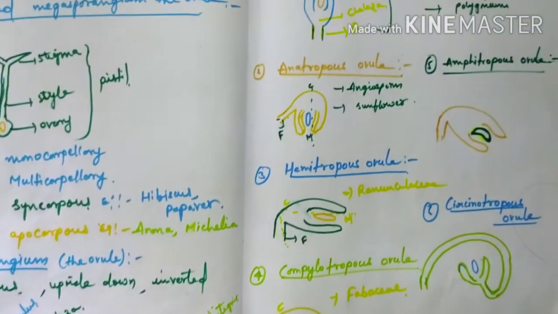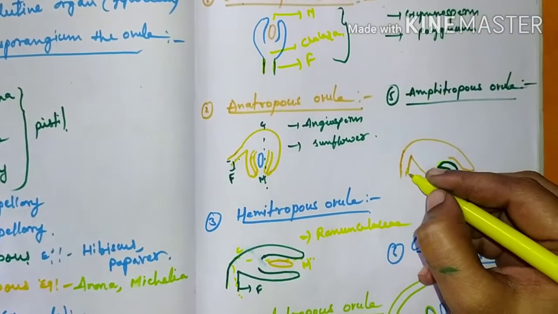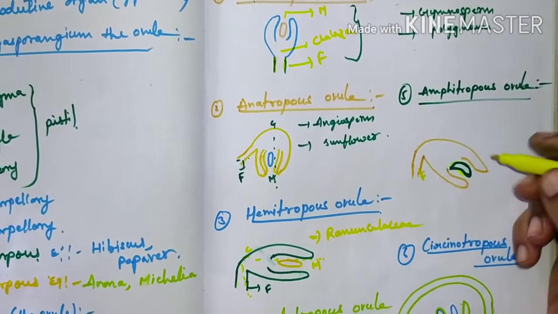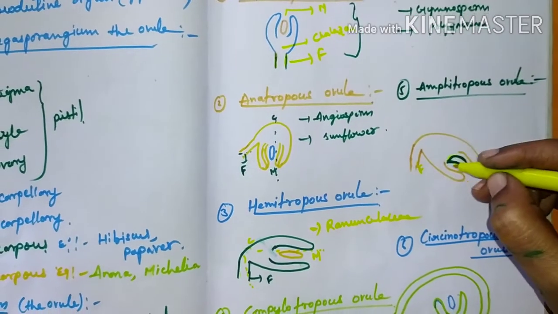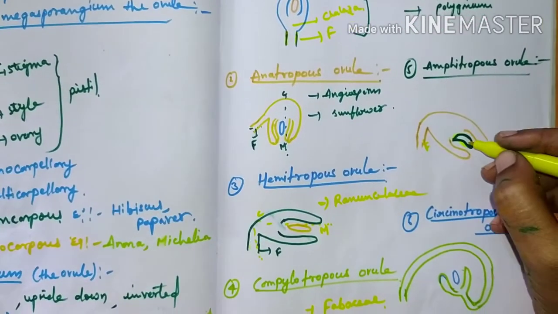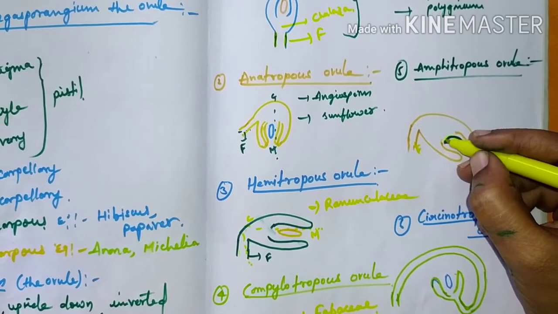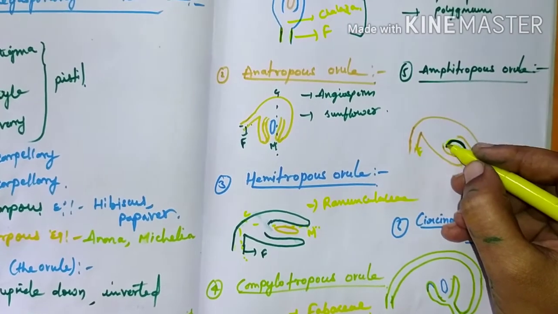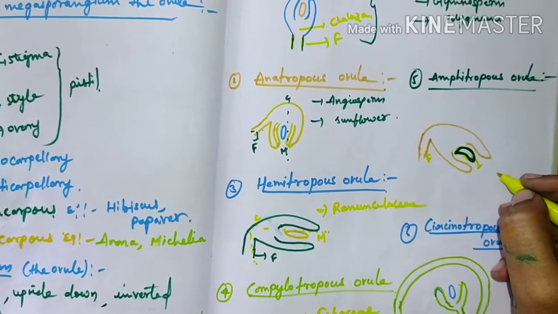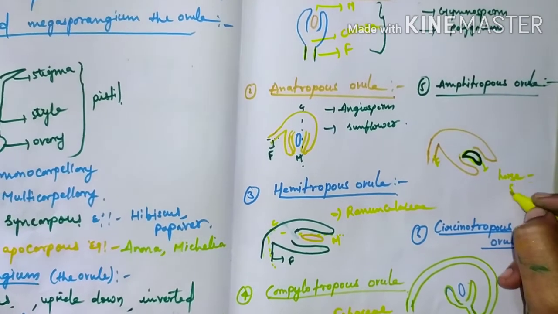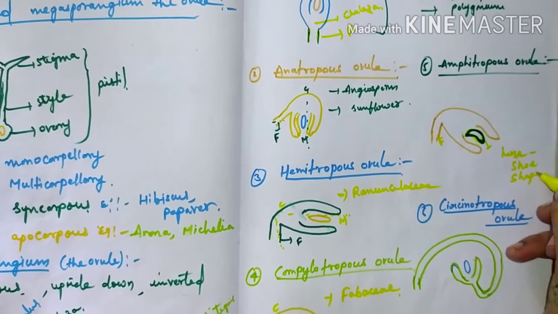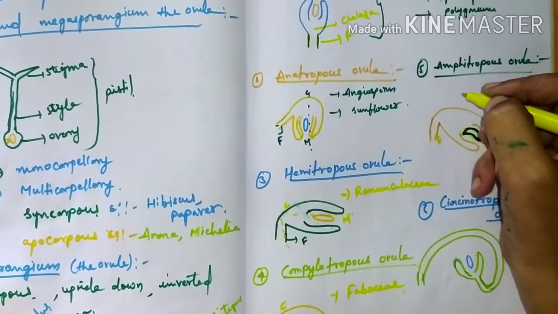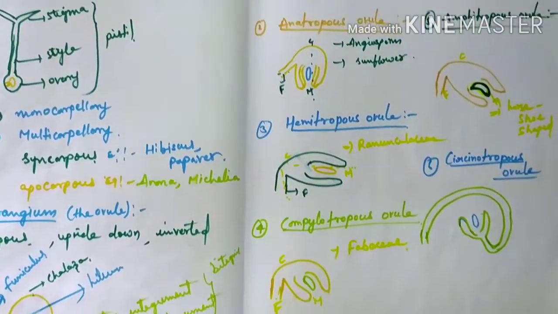So friends, the next is the amphitropous ovule. Here is the stalk-like structure which you are seeing. This amphitropous ovule is similar to the campylotropous ovule, where the ovule is bent in such a way, but inside the ovule, the embryo sac structure which you are seeing bends slightly, it is curved, so it looks like a horseshoe-shaped embryo sac. This is called the amphitropous ovule, and here are the micropyle and the chalaza.